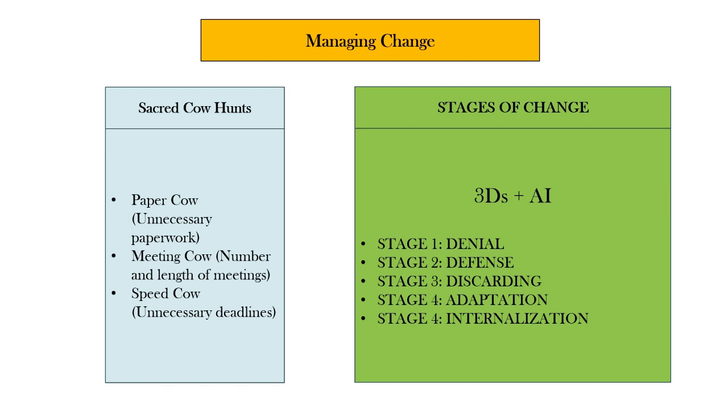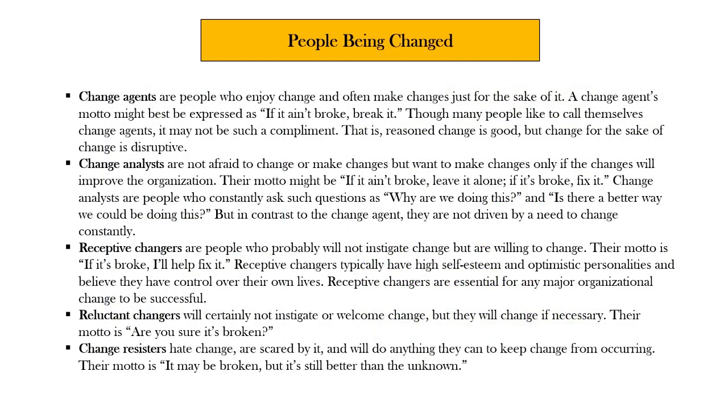We also have 5 types of people being changed. We have the change agents, the change analysts, the receptive changers, the reluctant changers, and the change resistors. Change agents are people who enjoy change and often make changes just for the sake of it. They say, if it ain't broke, break it. Okay? The change analysts are not afraid, on the other hand, to change or make changes, but want to make changes only if the changes will improve their organizations. Their motto might be, if it ain't broke, leave it alone. If it's broke, fix it.